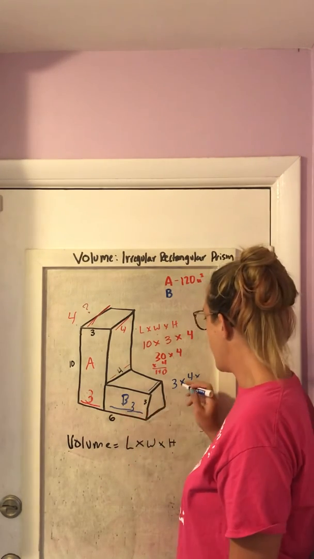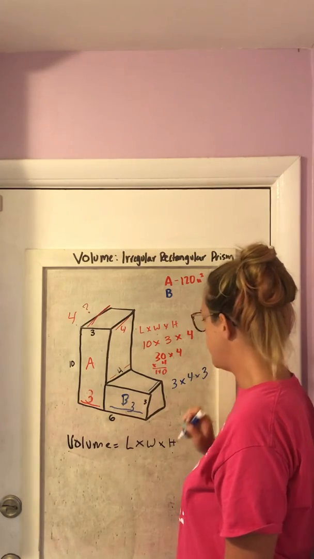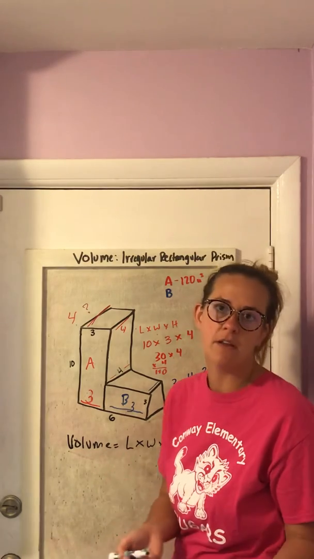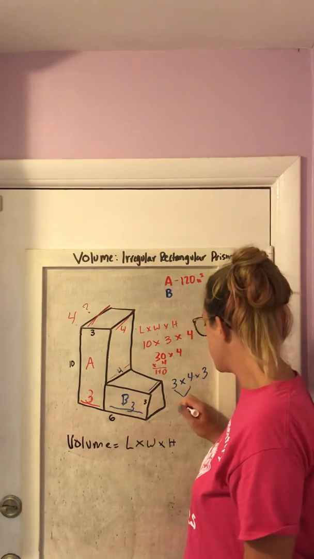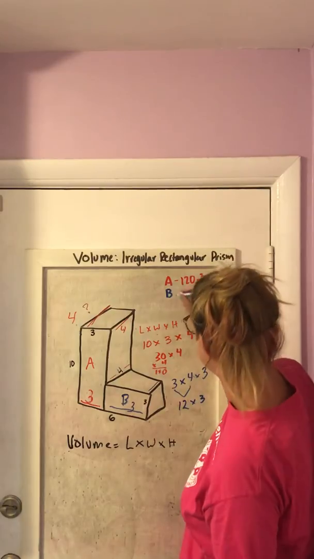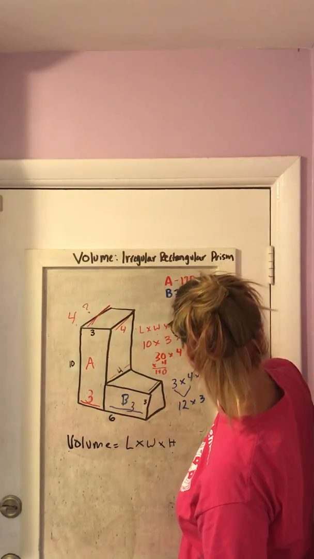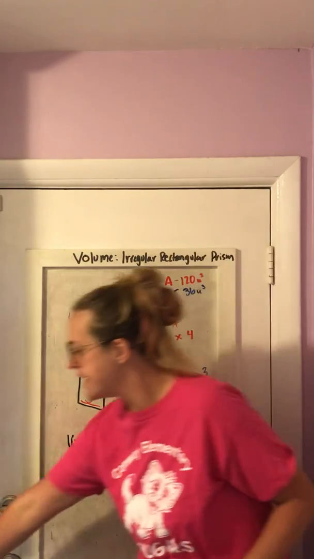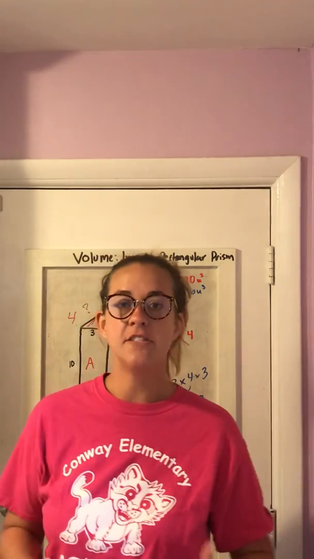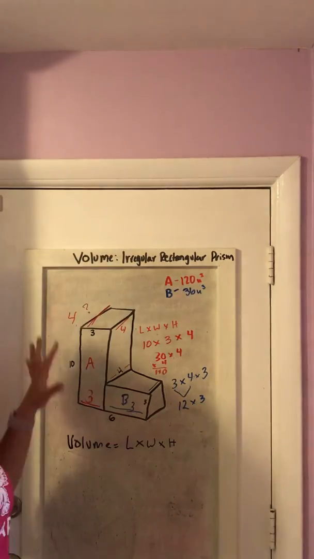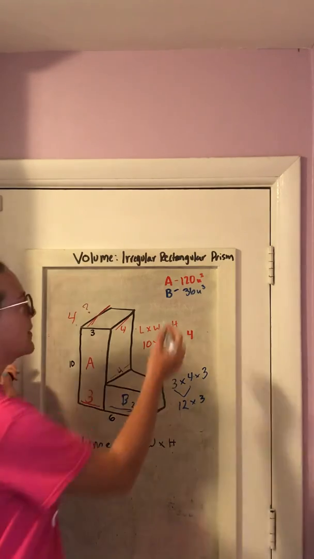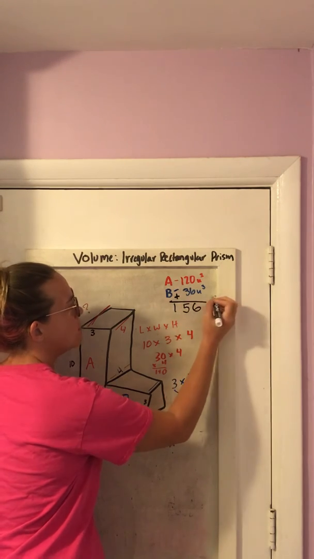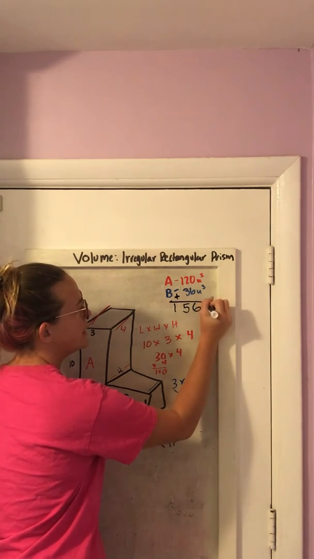Okay? So I have 3 times 4 times 3. I have all 3 of my measurements. I can now use my volume formula to figure out the volume of prism B. 3 times 4 is 12. 12 times 3 is 36 cubic units. Now that I have the volume for both, I can add them together to figure out the volume of my entire rectangular prism. So I have 120 plus 36 gets me 156 cubic units.